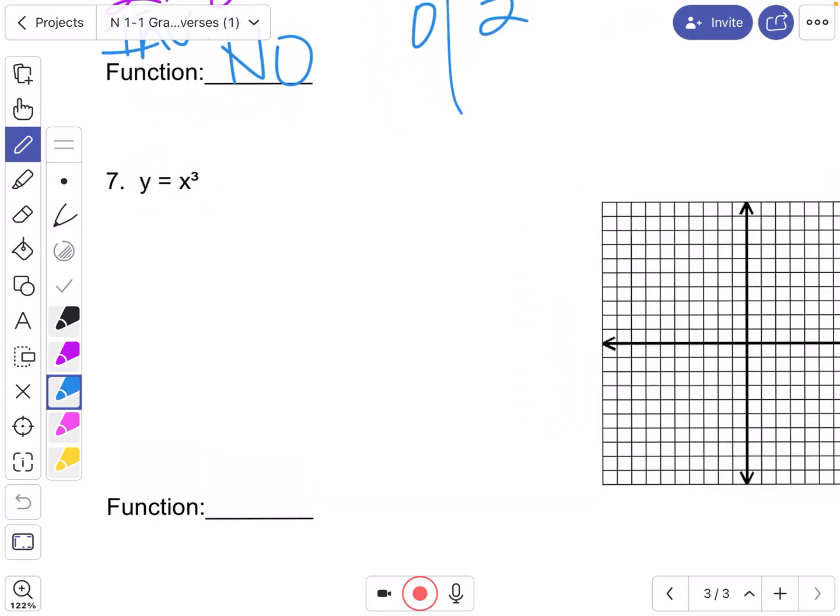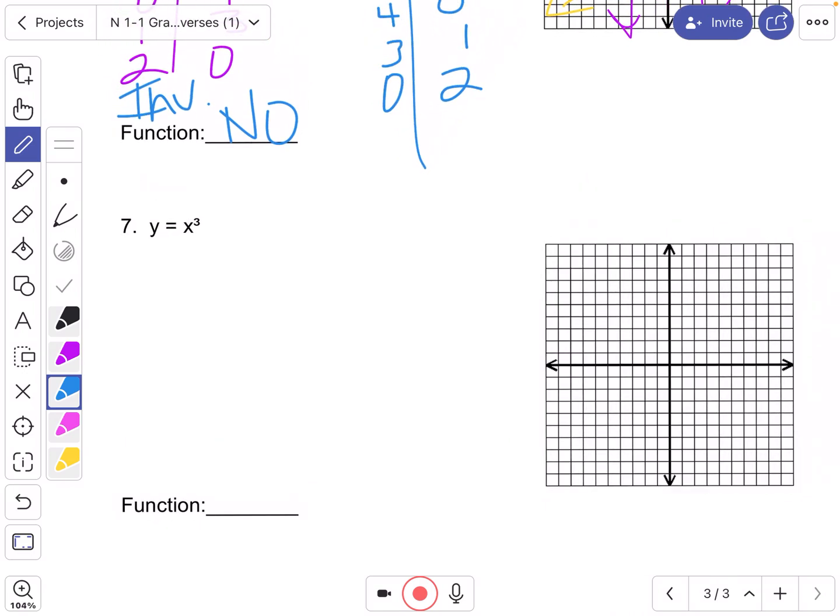Okay, last one that we're doing today. So y equals x cubed. We actually have not ever looked at this before. This is called cubic because of that cube. You're having to cube whatever x value you're plugging in.